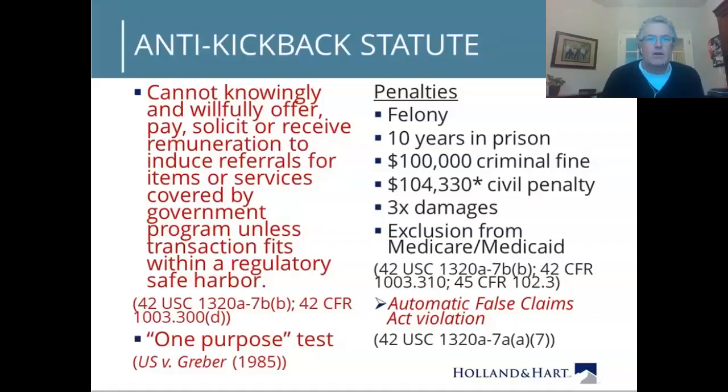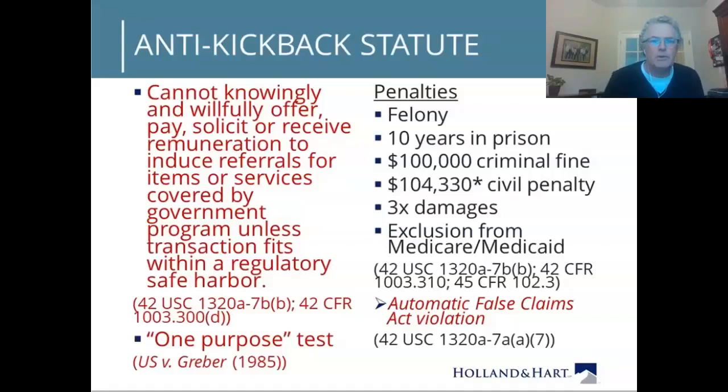All right, now the anti-kickback statute, unlike the False Claims Act, is a criminal statute. A violation of the anti-kickback statute is a felony. Hey, folks, you go to jail for this one: up to 10 years in prison and a $100,000 criminal fine. In addition, you can get hit with a $104,000 civil penalty per violation. In addition, you can get hit with treble damages, and it can mean automatic exclusion from Medicare or Medicaid.